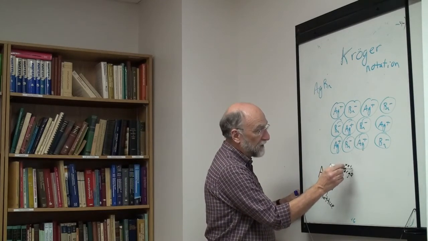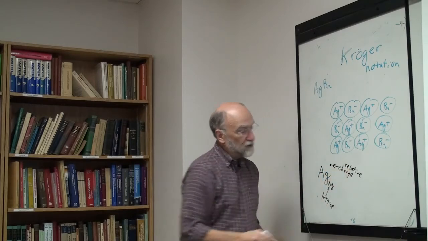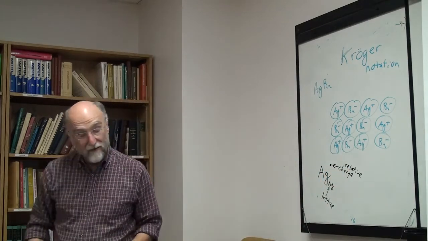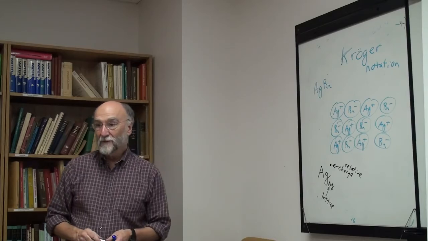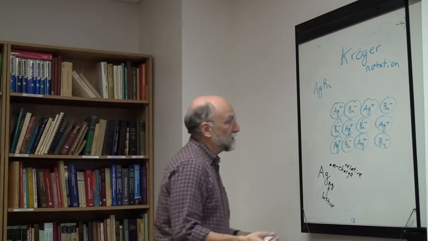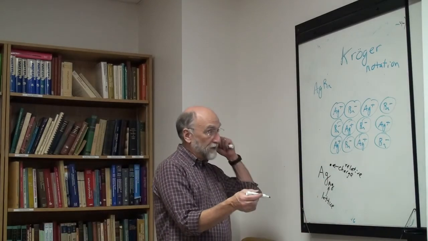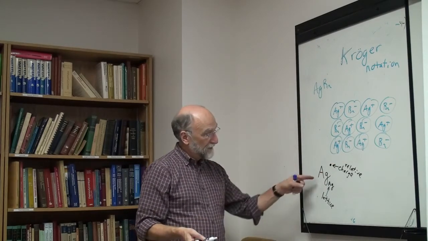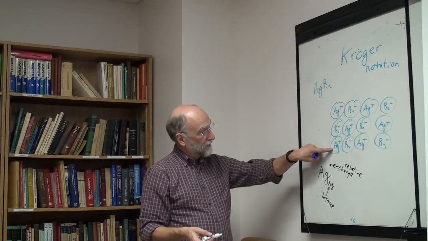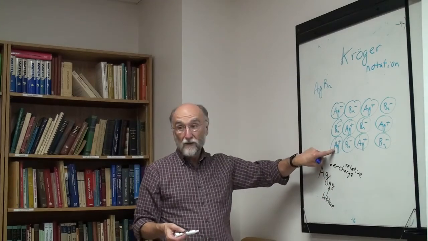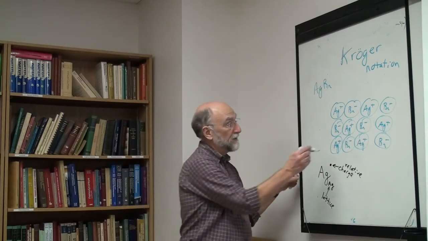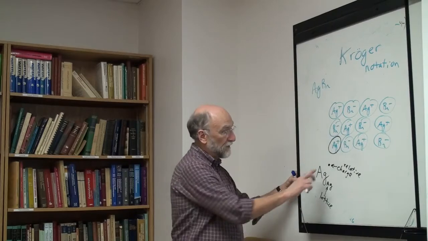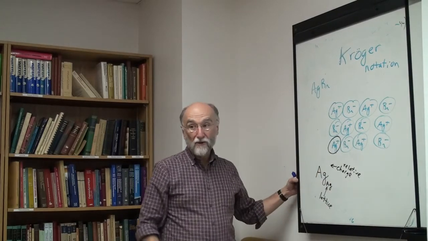This is relative charge. And this is the charge relative to what is normally there. So if normally there's a plus sign, if this is a silver ion, so this would be a silver on a silver lattice site. A silver ion, this thing here, on a silver lattice site would have nothing up here, or zero.